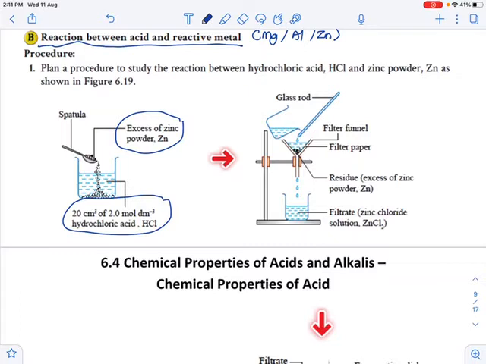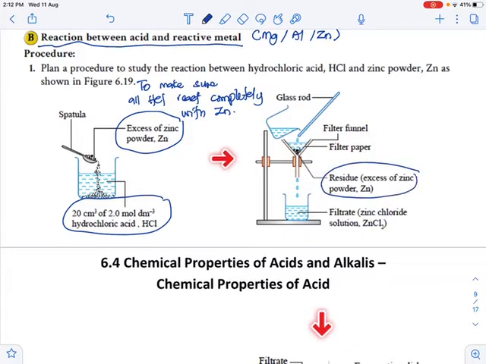Why do we need to put zinc powder in excess? To make sure all the hydrochloric acid reacts completely with zinc powder. And then to remove the excess zinc powder, we need to do a filtration. So here you can see the residue, which is the excess zinc powder, and then you get the filtrate of zinc chloride solution.